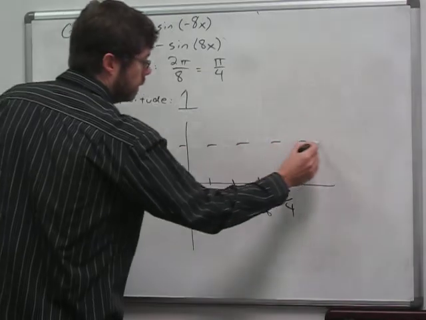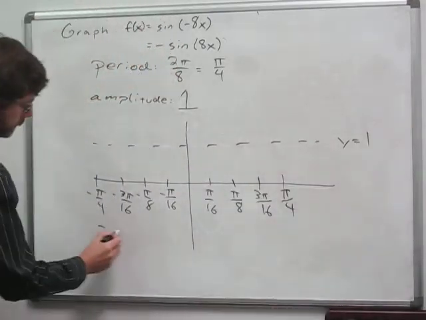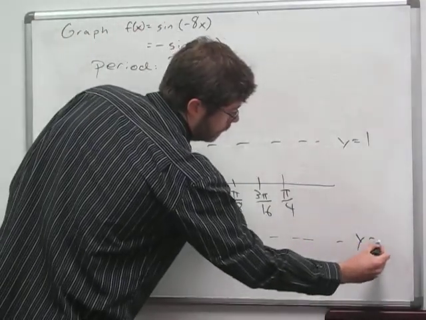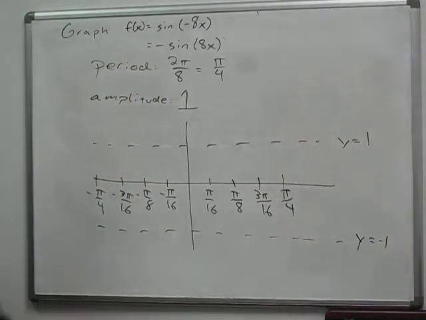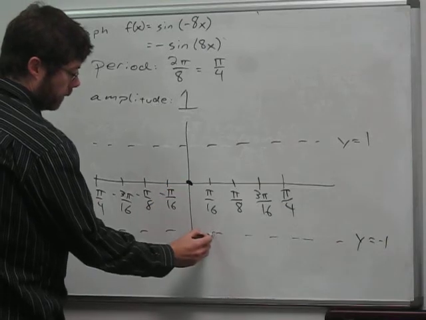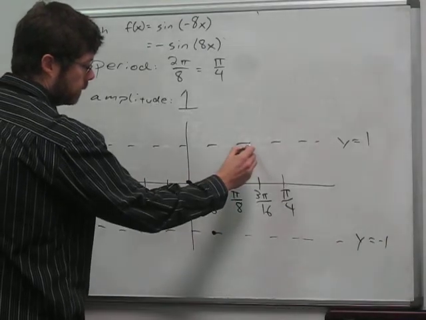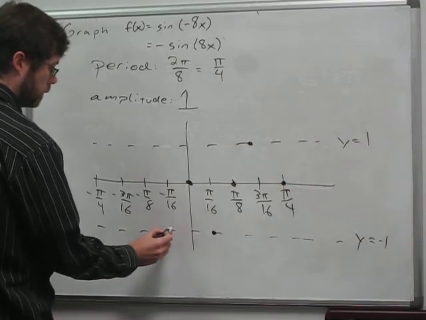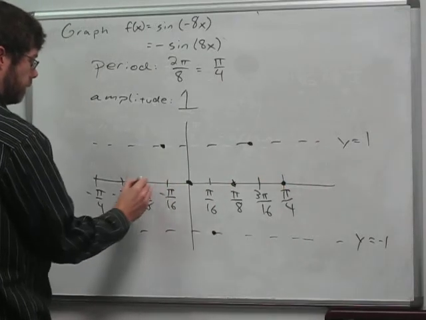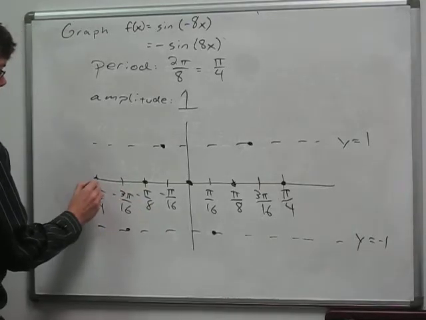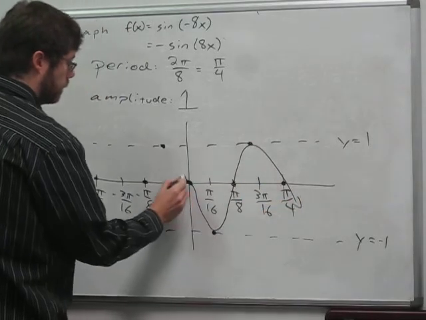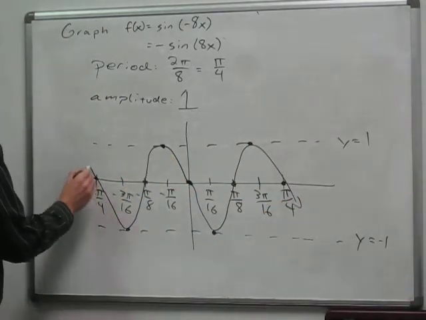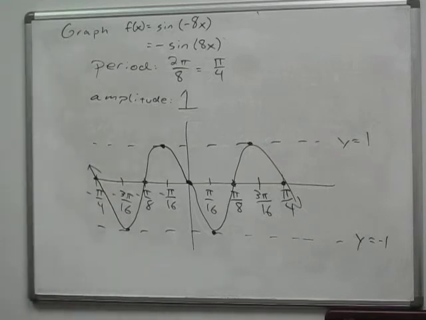Drawing my amplitude lines. Alright, and we're graphing negative sine here. So we're going to start at 0, 0 and go down. So on the left side we'll go up. There's our graph for sine of negative 8x.